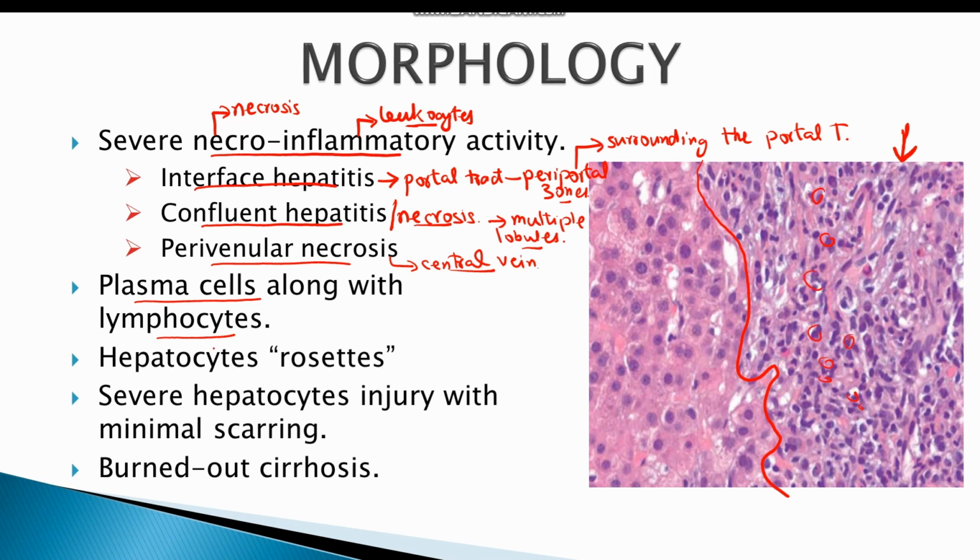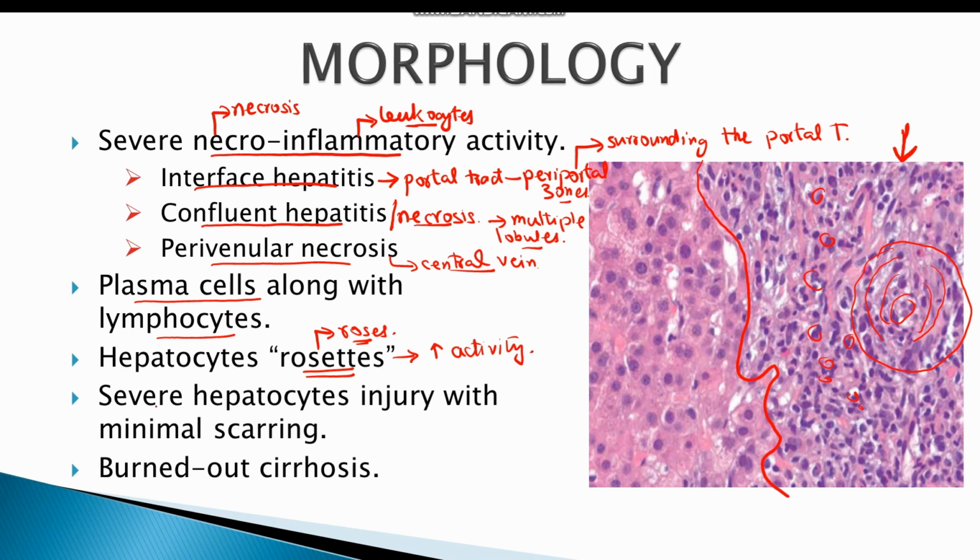And the specific point to remember here is that hepatocytes form a specific pattern known as rosettes. Rosettes mean the pattern resembles roses. This here is a rosette. As you can see here, this rosette pattern resembles the roses, and the rosettes are present in areas of increased inflammatory activity.